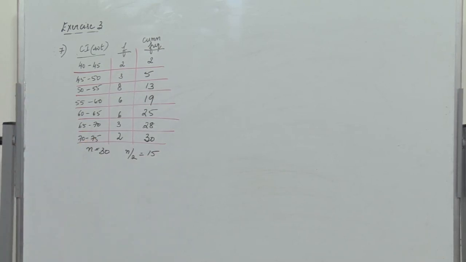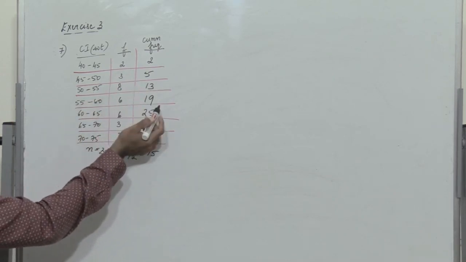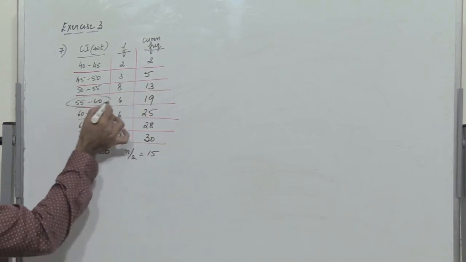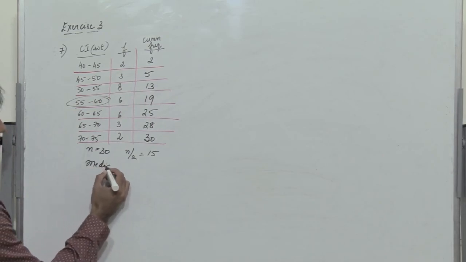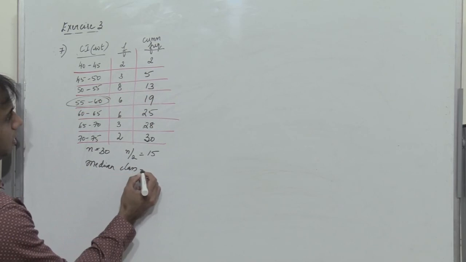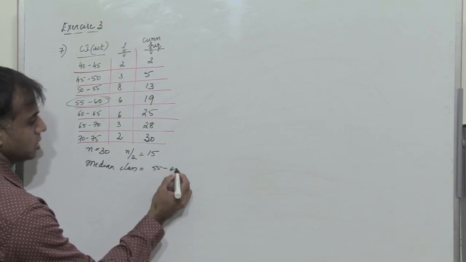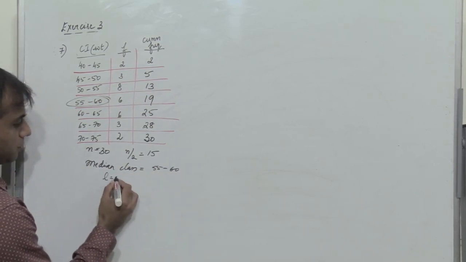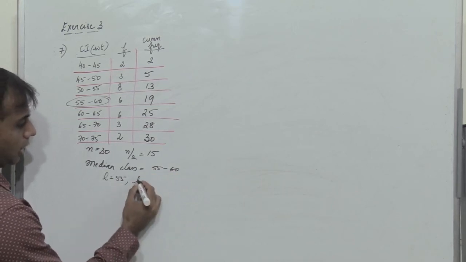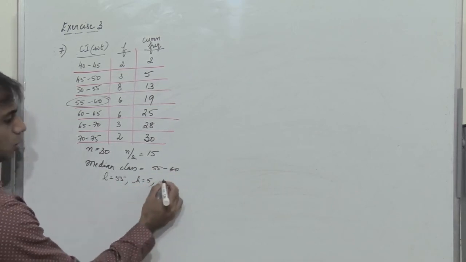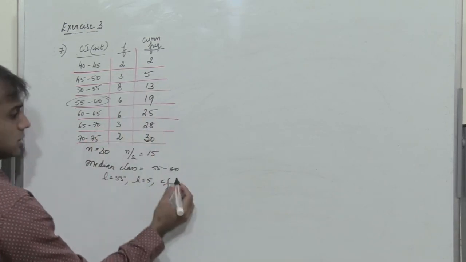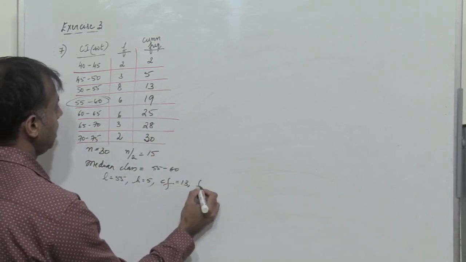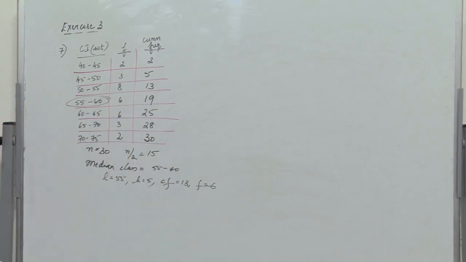So where does 15 lie, in which interval? Till here is 13, so definitely 15 lies in the interval 55 to 60. Therefore the median class is 55 to 60. So L is 55, H is 5, and what is CF? The cumulative frequency of the preceding class interval, which is 13, and F is 6, the current one.